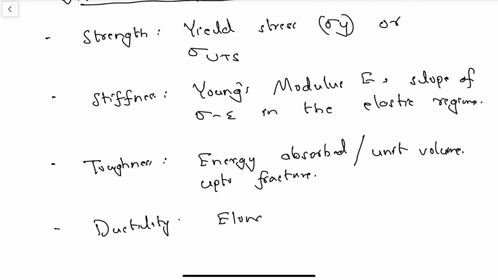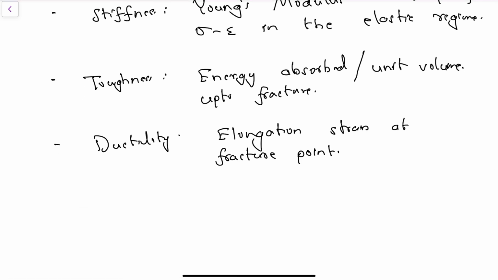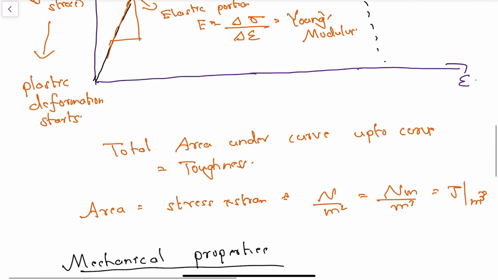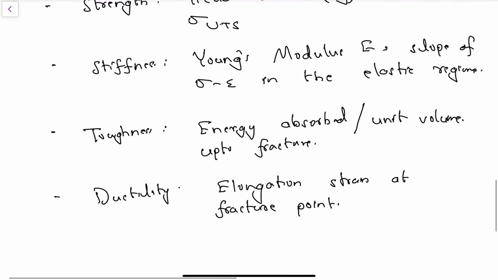Ductility is defined as the elongation strain at the fracture point. Okay, so these are the differences here. So ductility, from here you can see that this is the plastic deformation to failure. So this gives you a measure of ductility.